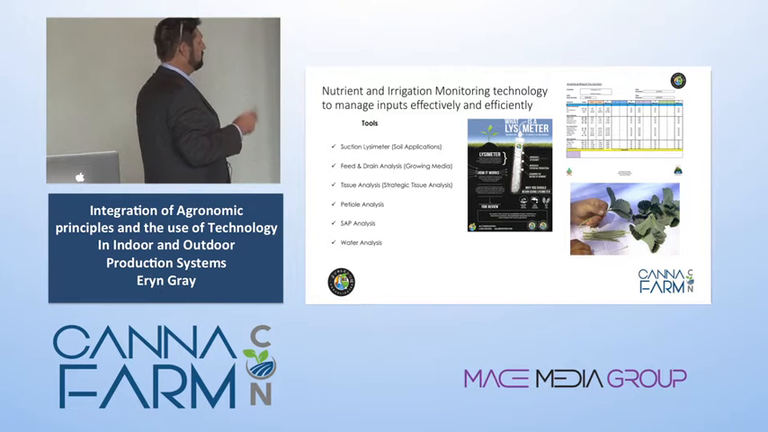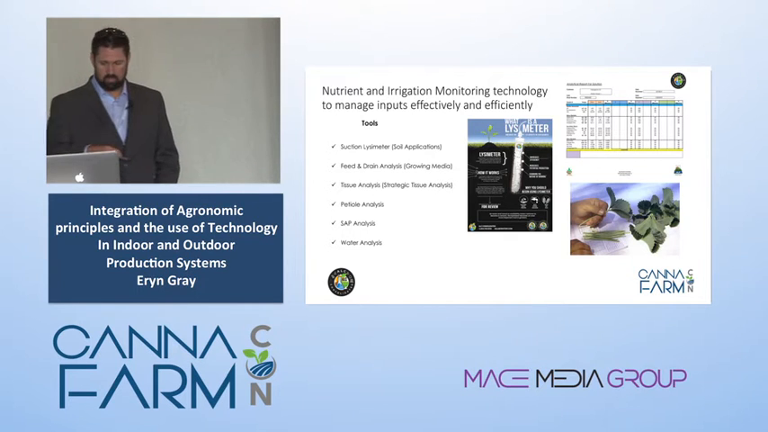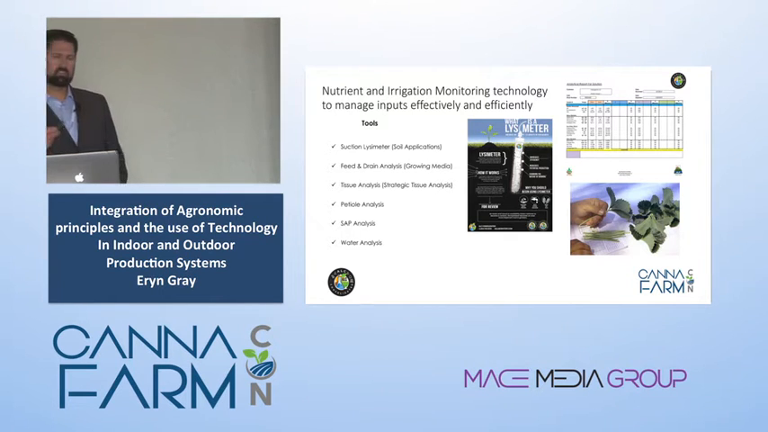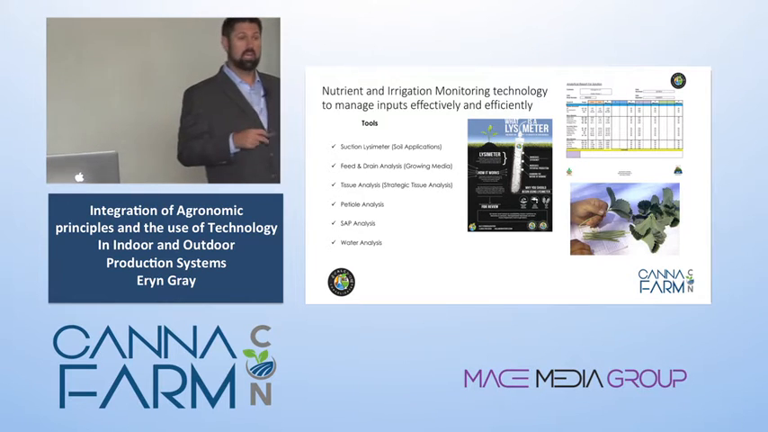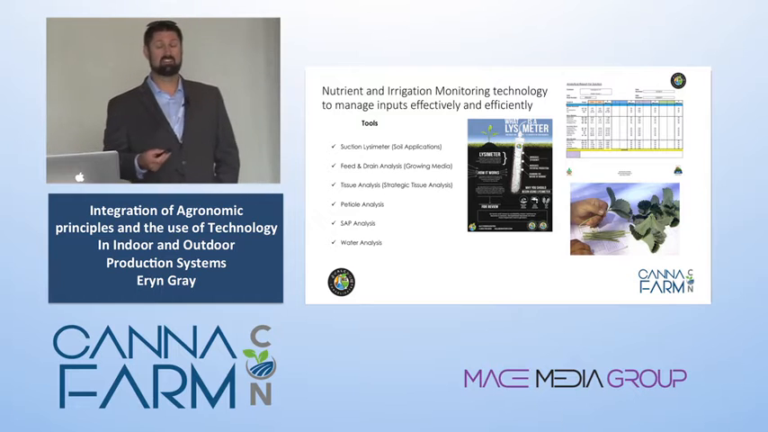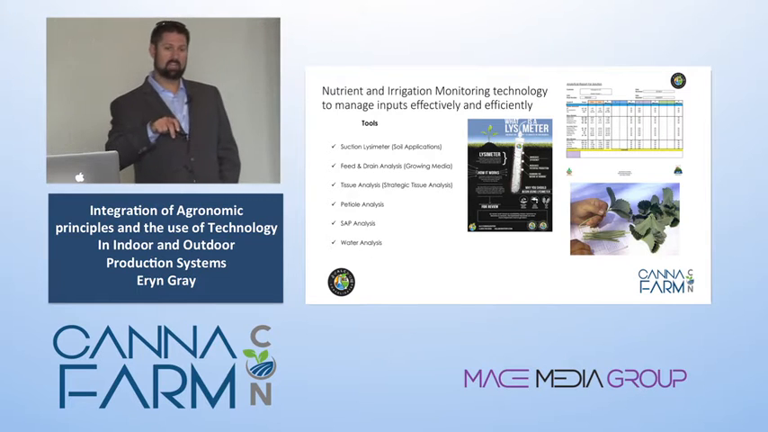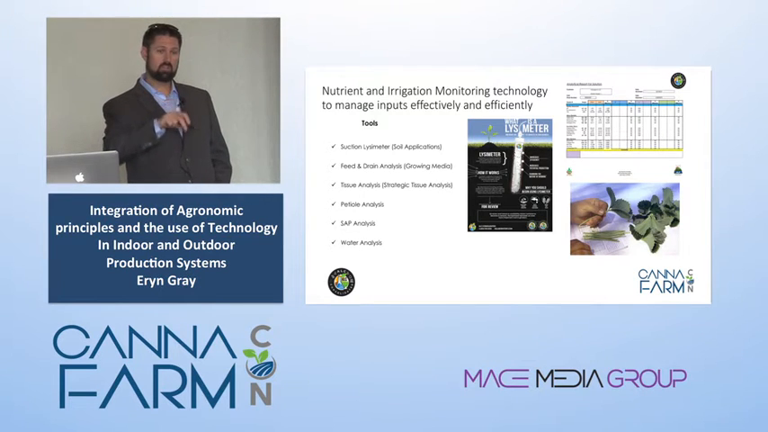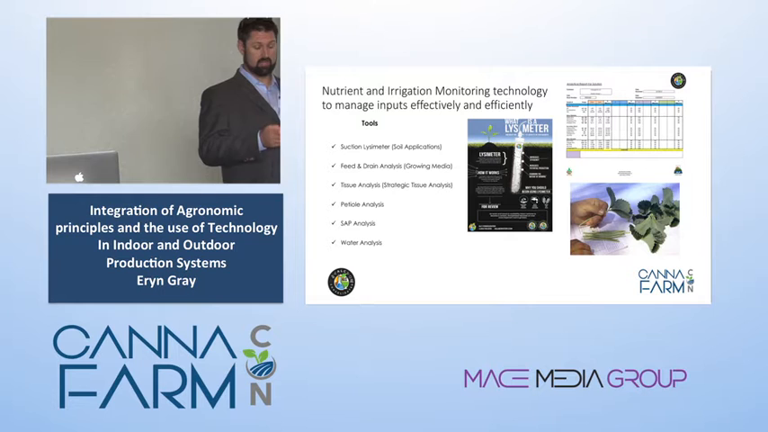So what we do is we have tools as agronomists. We have suction lysimeters. This is a really cool technology that we own. About 7 years ago, I came across a partner of mine that had this technology. I didn't even know it existed. And now we have it over 150,000 acres. It's a great technology if you're growing in soil, because it gives you an eye-level view of what's going on in the root zone and below the root zone in the soil, in the sense of nutrition, salt loads, that kind of thing.